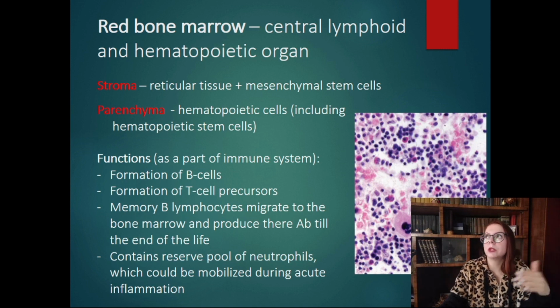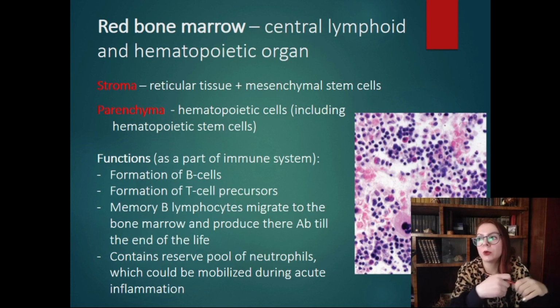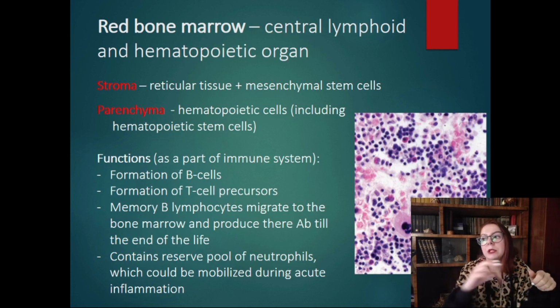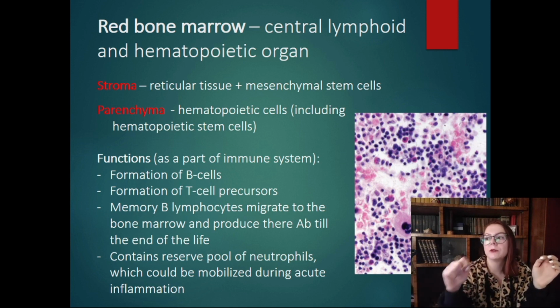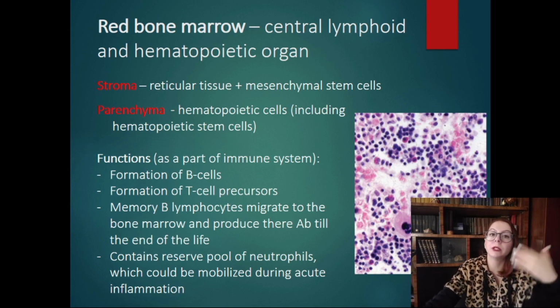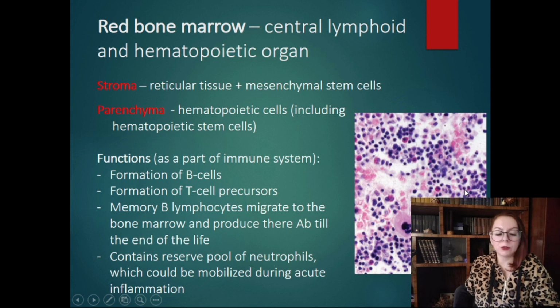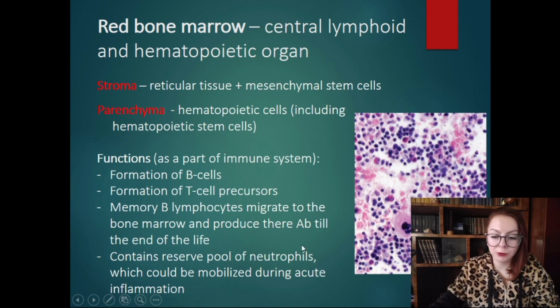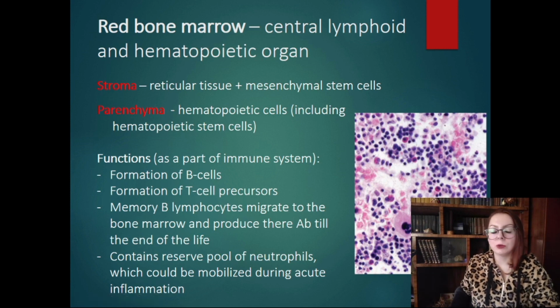So we could understand whether this patient had already contact with this particular antigen by taking a blood analysis and detecting their proper antibodies. So after the first contact with the antigen, the plasma antibodies are produced till the end of the life. Exactly, they are produced in the bone marrow. And also in the red bone marrow, a reserve pool of neutrophils could be found. So those neutrophils could be mobilized in case of acute infection.